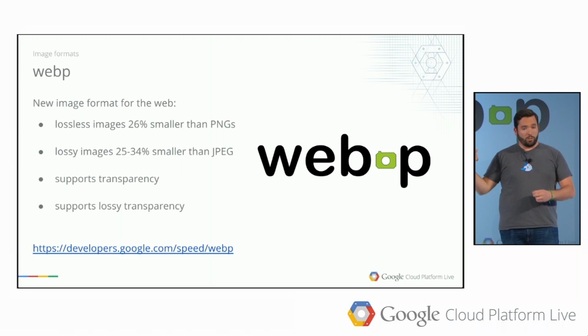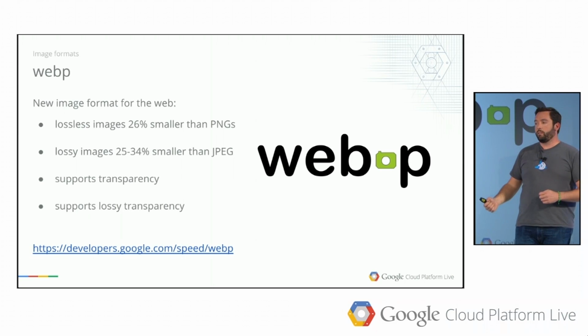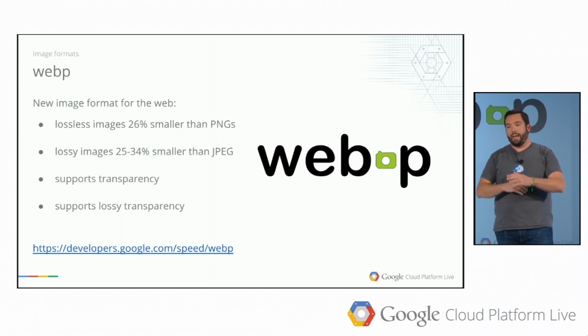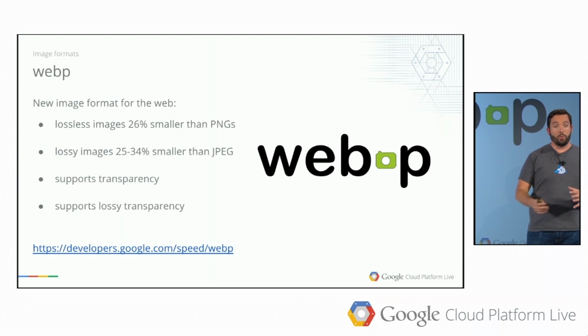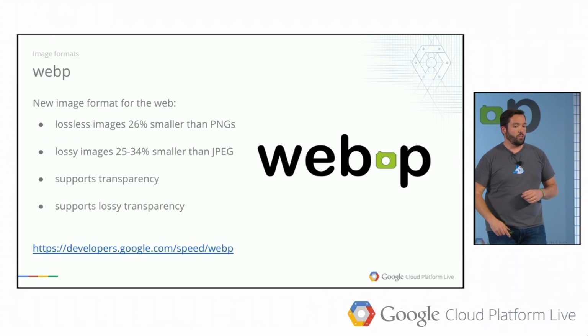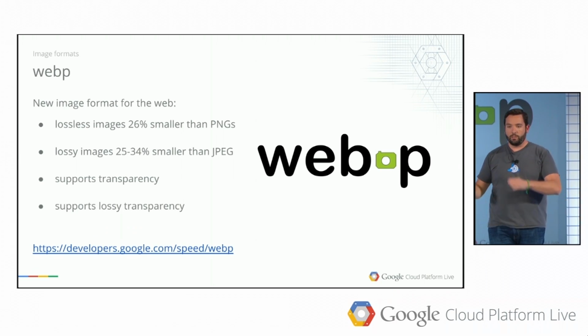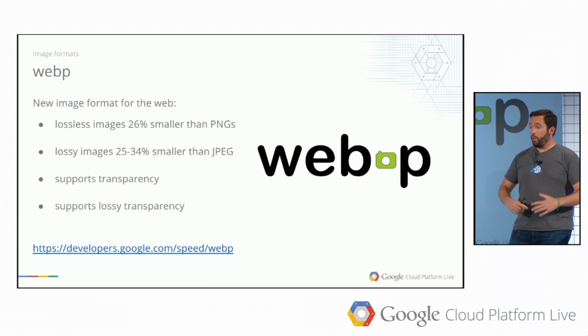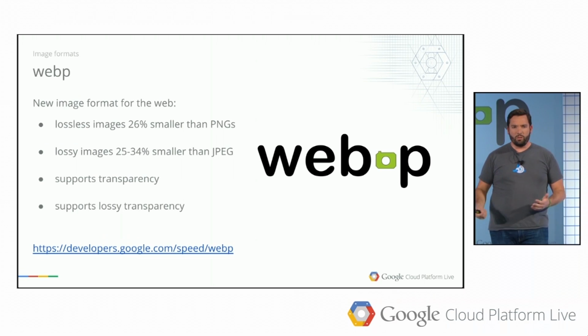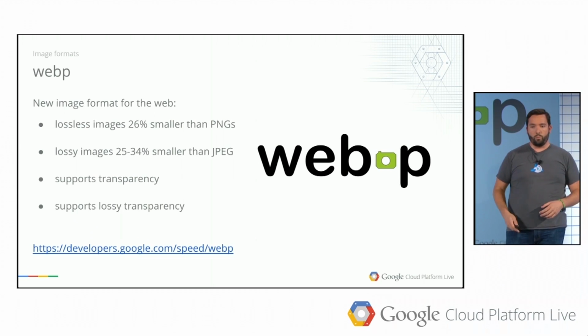But at the same time, it also supports transparency. And the most important part is that the size is at least 25% smaller than JPEG or PNG. So if you have to serve images, this is the good thing to do. And pretty much, I think that every single device these days supports WebP.